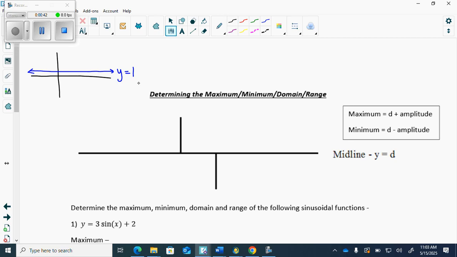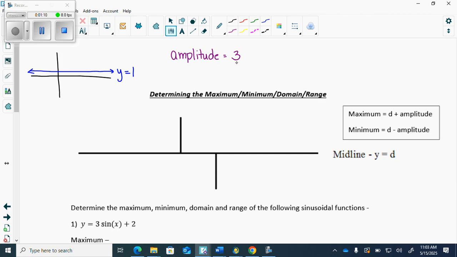What is the definition of amplitude? Half the what? Half the vertical distance, correct? Half the vertical distance. So from the min to max divided by 2, half the vertical distance. So if I give you the midline is 1, and then I tell you the amplitude, because I have to do the midline first, I tell you the amplitude is 3.